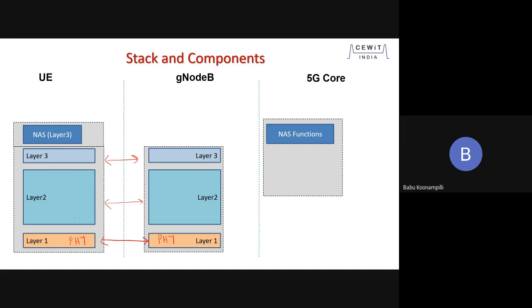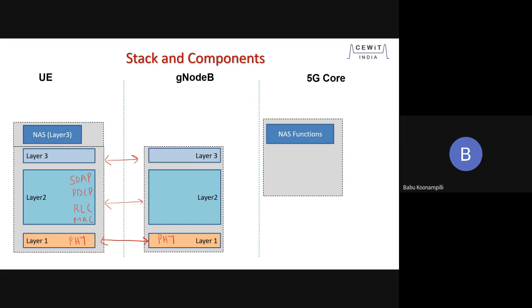So I just put the sub-layers. One is a MAC, which is again known to you, the media access part of it. Then there is an RLC, the radio link control. There is something called a PDCP, which is the packet data convergence protocol. And in 5G, there's a new one introduced called SDAP.